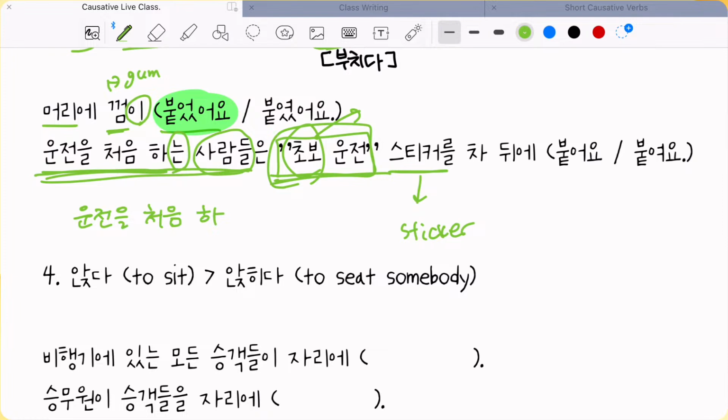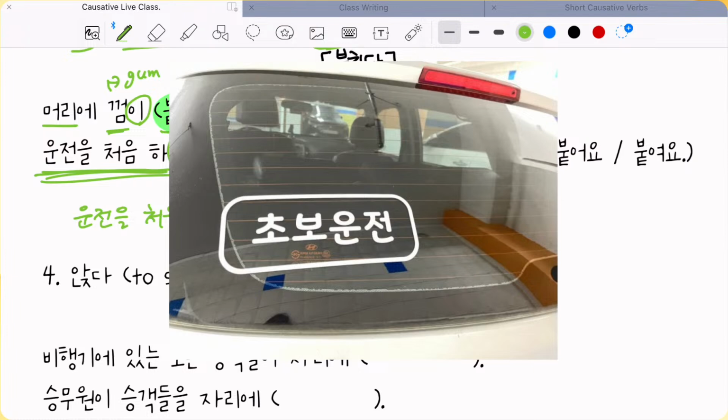In Korea, we have this sticker that looks like this, 초보 운전. So we attach it at the back of the car, to ask for understanding from other drivers, like, I'm 초보, so I'm slow, that kind of message. It delivers that kind of message. And there are some variations of these stickers.